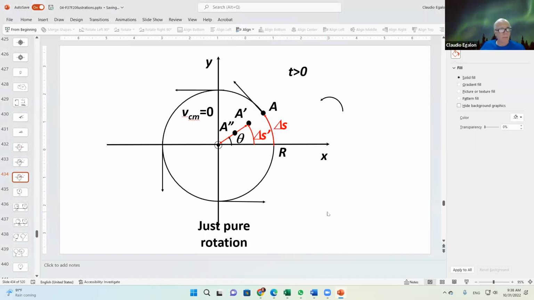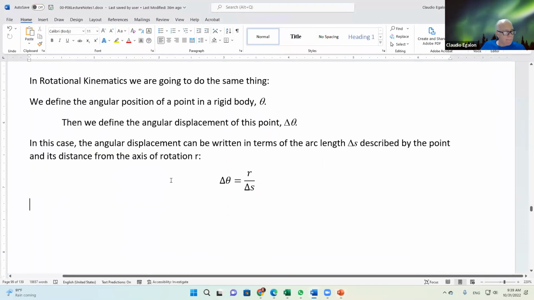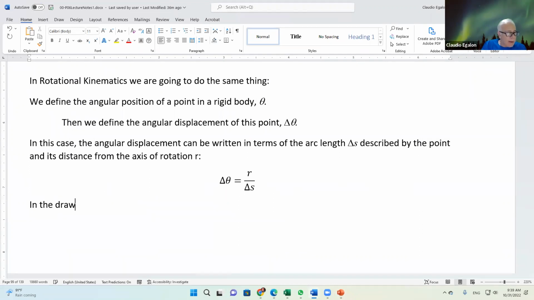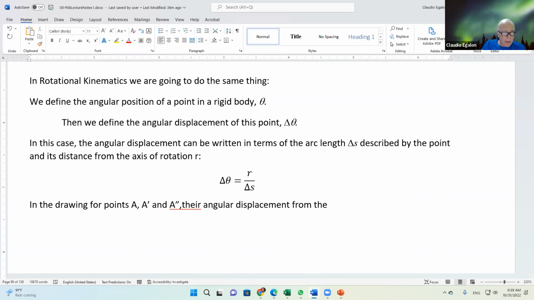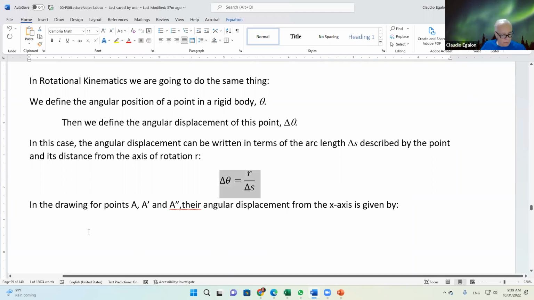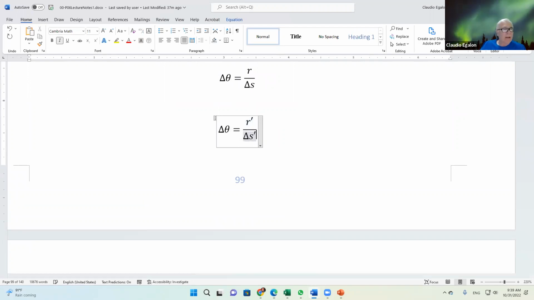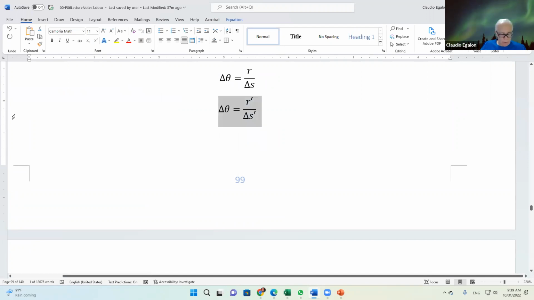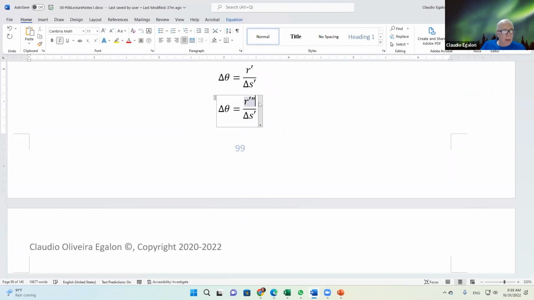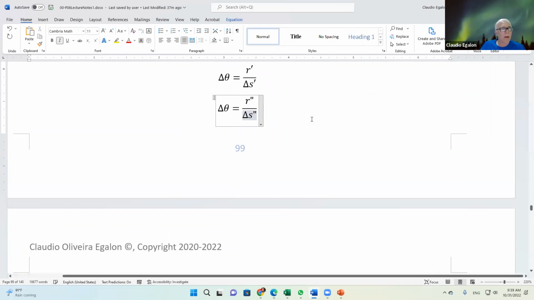What's happening there in the drawing? I'm going to write it down. In the drawing for points A prime and A2 prime, their angular displacement from the X axis is given by, here you go, delta theta equal to r over delta s, delta theta equal to r prime over delta s prime. And the other one is going to be r2 prime over delta s2 prime. Okay?